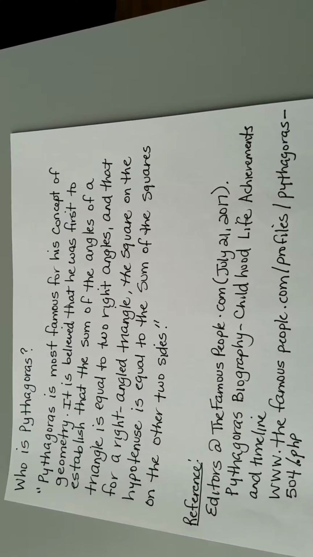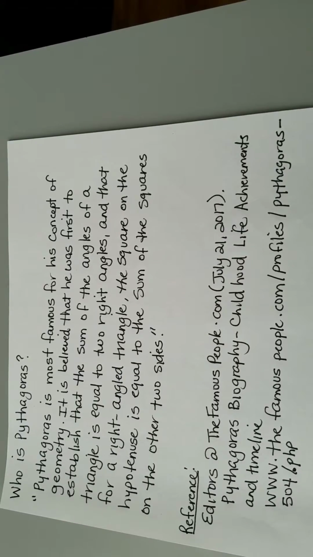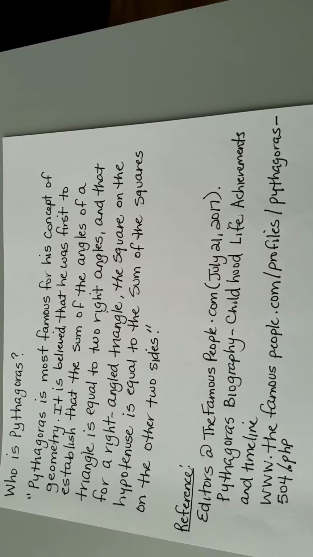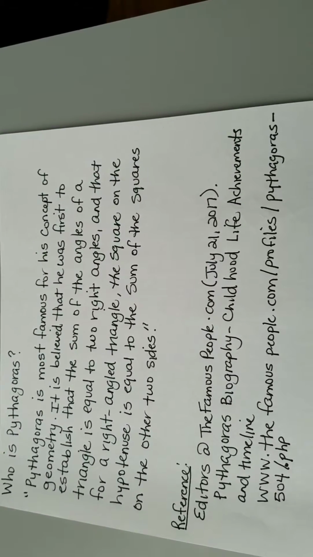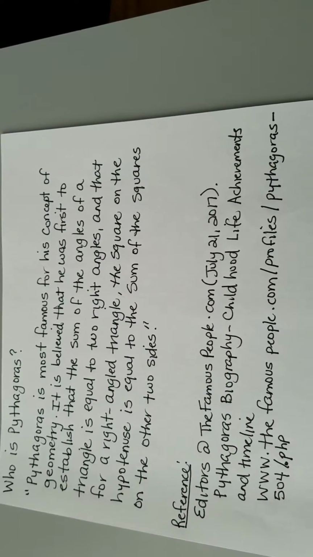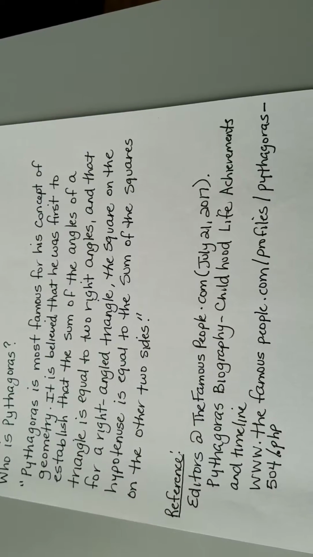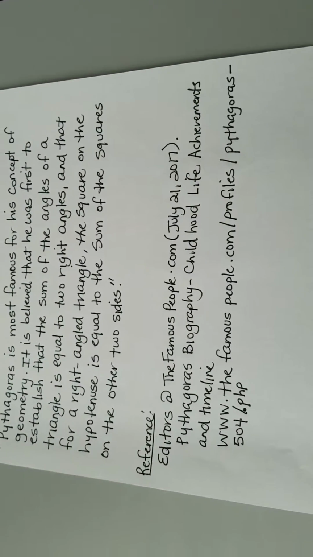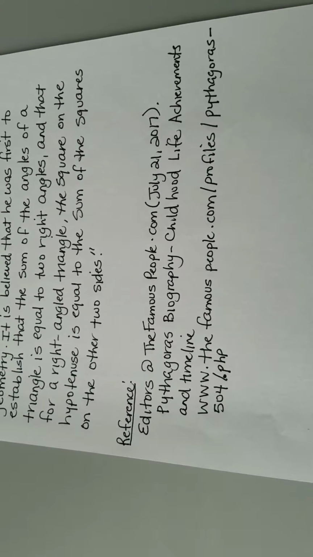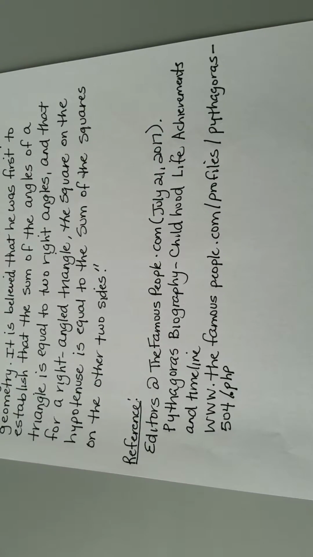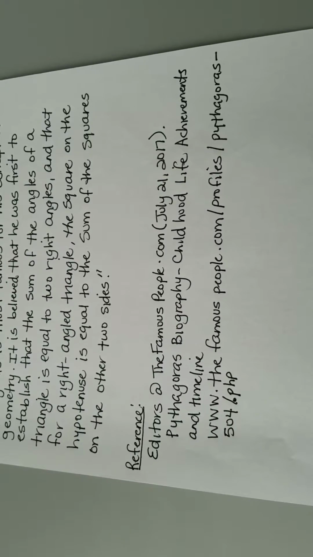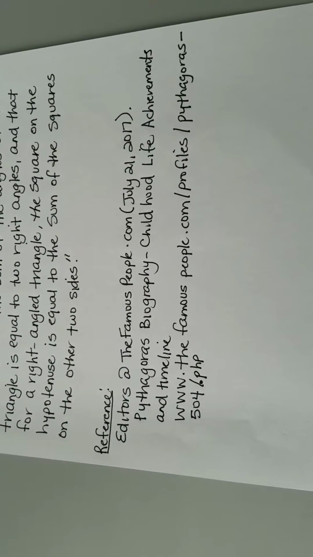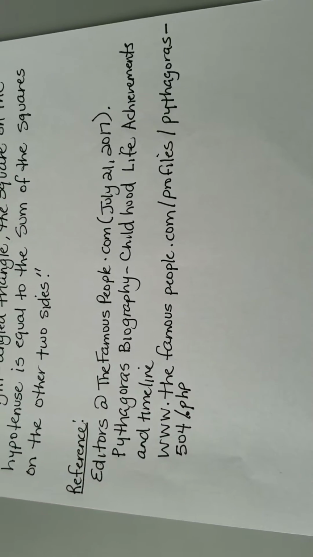It is believed that he was first to establish that the sum of the angles of a triangle is equal to two right angles, and that for a right-angled triangle, the square on the hypotenuse is equal to the sum of the squares on the other two sides. I received my reference from editors at thefamouspeople.com on July 21st, 2017, and basically this is my reference.